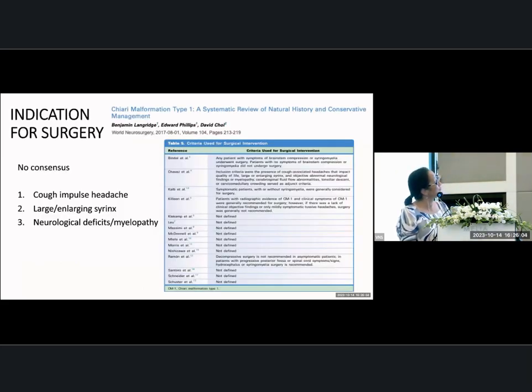So what are the indications for surgery in my mind? I don't think there's any consensus, as you could see with Dr. Legaspi's very comprehensive talk.